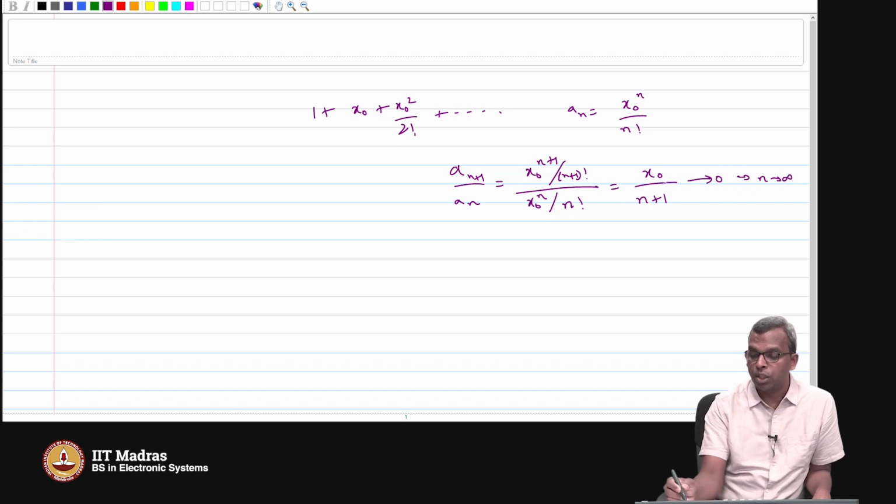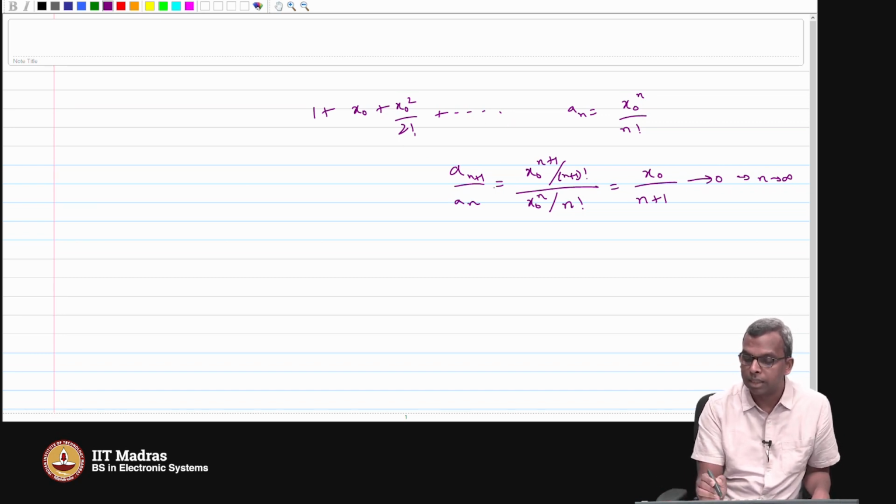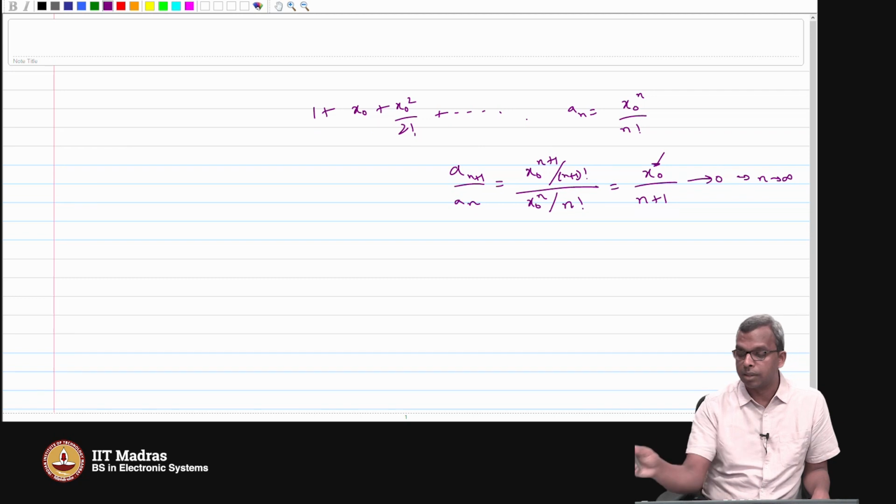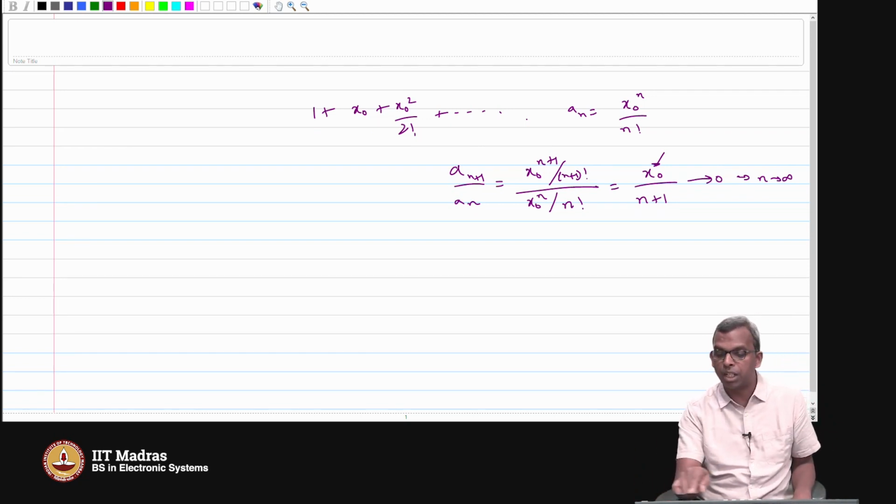This tends to 0 as n tends to infinity. So the ratio test clearly tells you that this series converges. The ratio test makes it really very clear, and the value of x naught does not matter. Whatever x naught I pick, since n is tending to infinity, x naught is only some finite value. Eventually, this ratio will go off to 0. So for any x naught, this series converges. That's the convergence by ratio test.